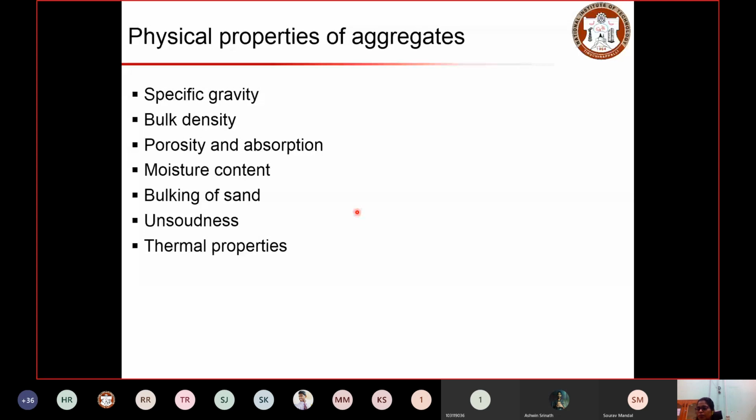In general, these are the physical properties of aggregates. When we select aggregates, these are the important properties to look at to qualify aggregates for the required performance. One is the specific gravity and bulk density of the aggregates, porosity and absorption, moisture content, bulking of sand, unsoundness and thermal properties. We'll look at these properties in detail.